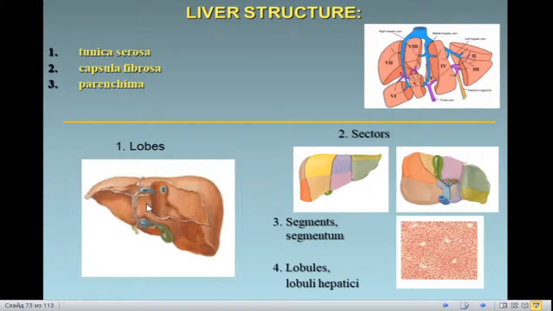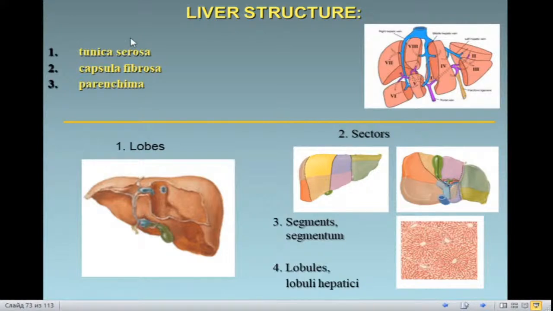And on the visceral surface, you can see 2 more lobes are added. So the right lobe in turn is divided into 2 more. It separates the quadrate and caudate liver lobes. So we can say that the liver has 4 lobes in general: right, left, quadrate, caudate. Then the liver is divided into sectors, segments, and lobules.